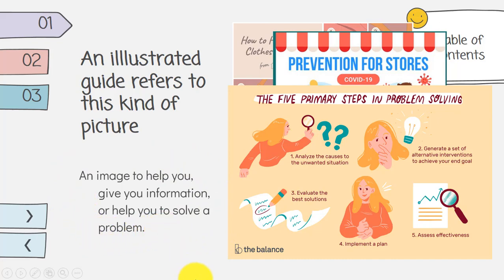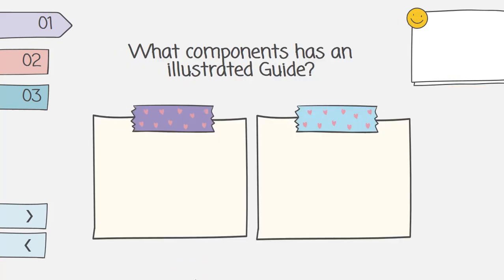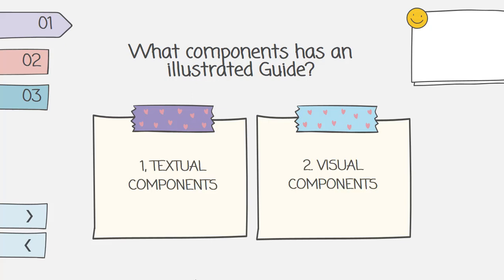Alright, let's continue. Recuerda que si no terminas después, ponle pausa y listo. Okay, let's continue. What components has an illustrated guide? Alright, ¿qué componentes tiene una illustrated guide? Okay, two components. The textual components and the visual components. Esto no lo escribimos. Esto no. Let me explain. Déjame te explico.